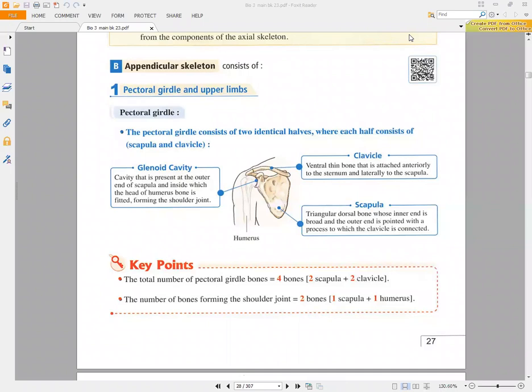Our session for today will be about the appendicular skeleton. The appendicular skeleton consists of the pectoral girdle and upper limbs. First, we will talk about the pectoral girdle. The pectoral girdle consists of two identical halves.